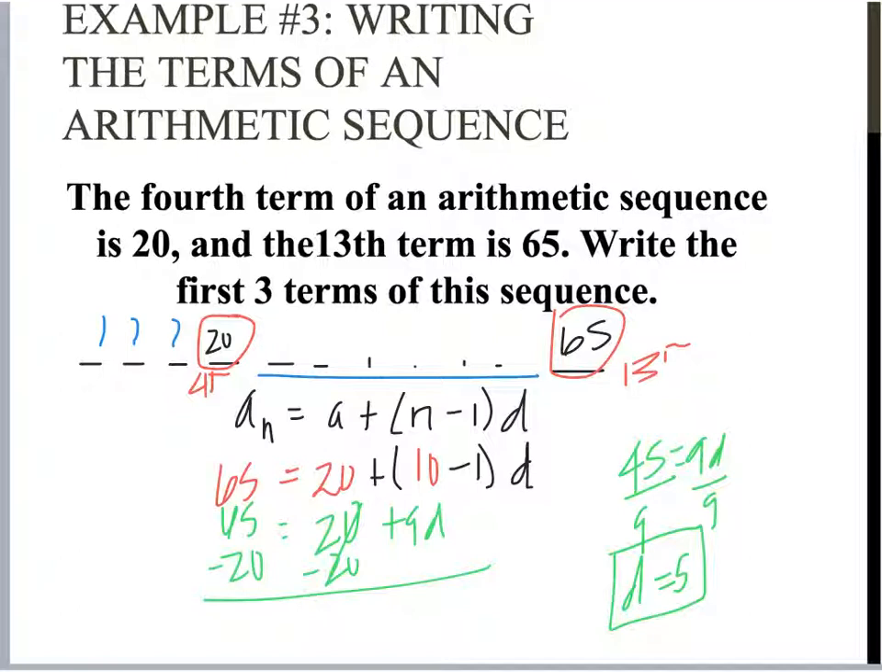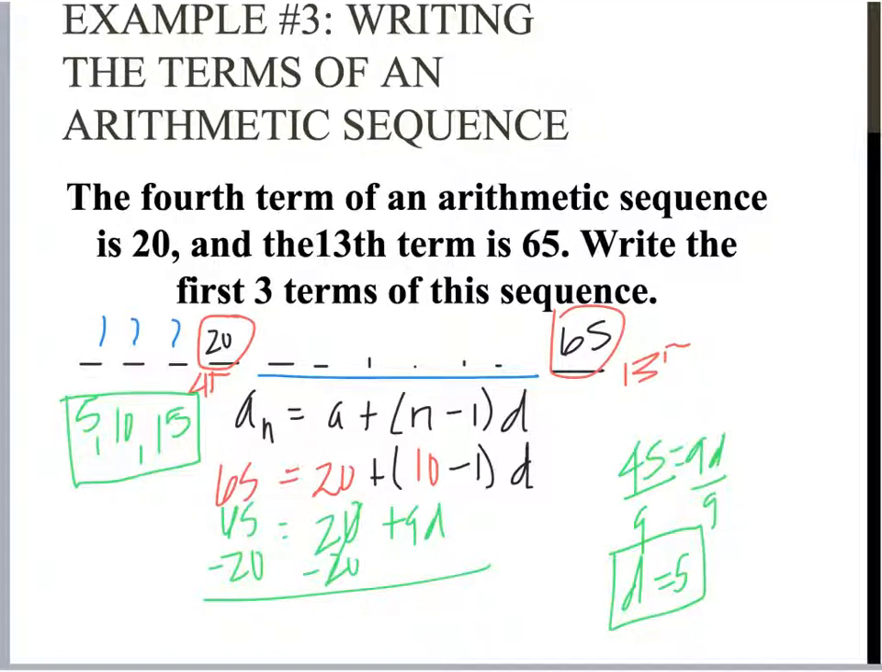So what that means then is I should be able to find the first three numbers by subtracting 5 from 20. That'll give me 15 for the number right in front of it. Subtract another 5, that'll give me 10, and subtract another 5, and that will give me 5 for my first number. Okay? And so 5, 10, 15 are the final answers. They are the first three numbers, or the first three terms of the sequence.